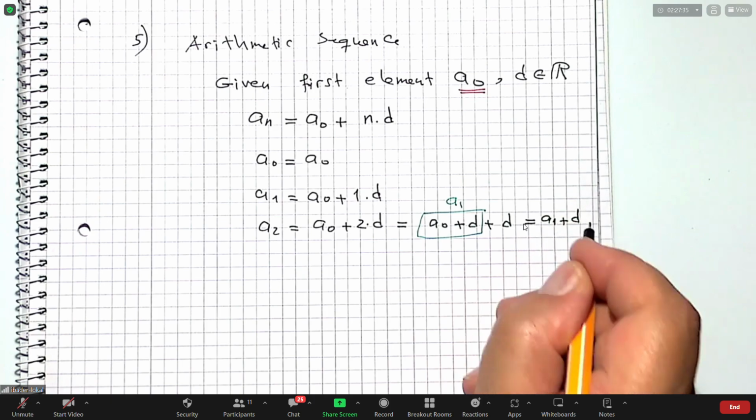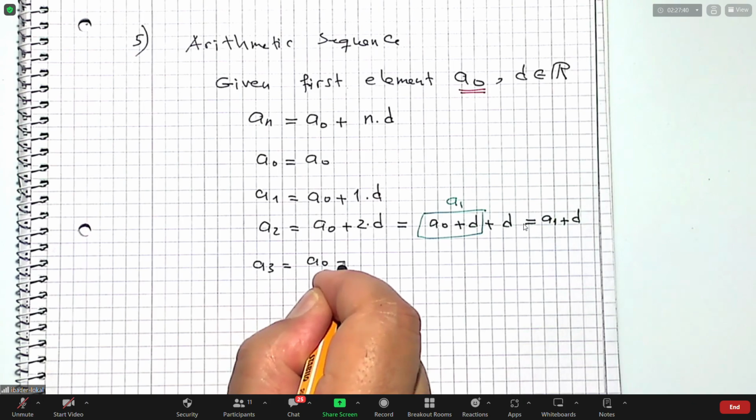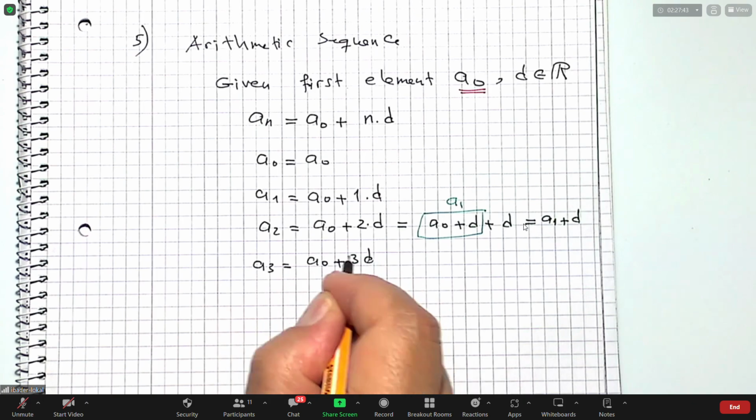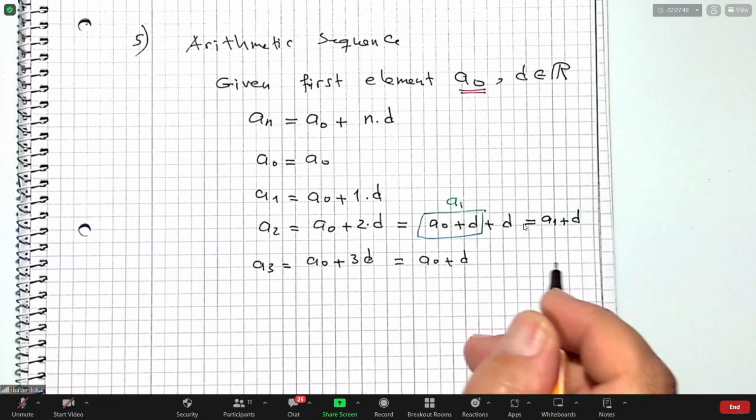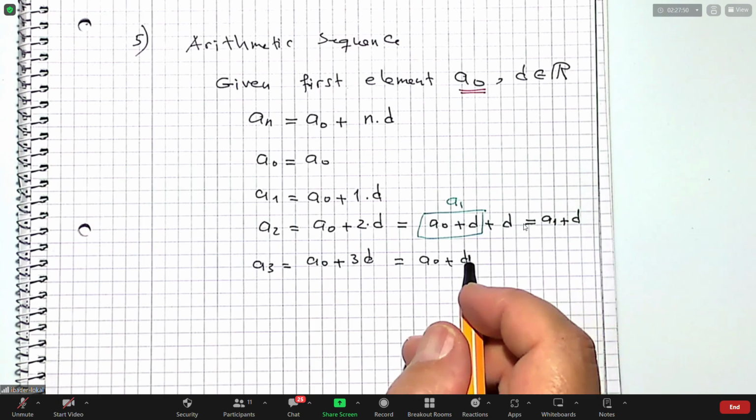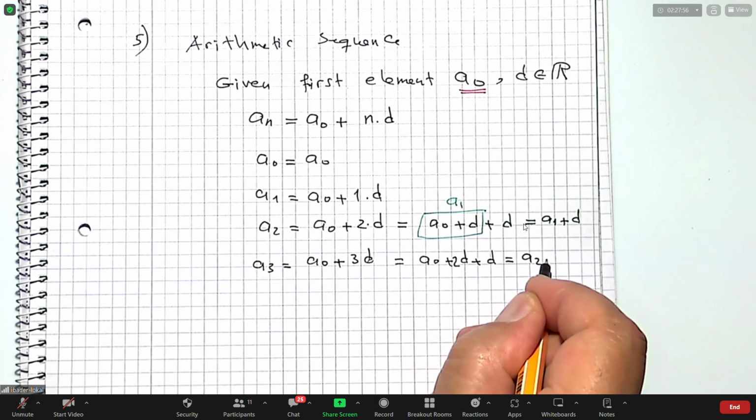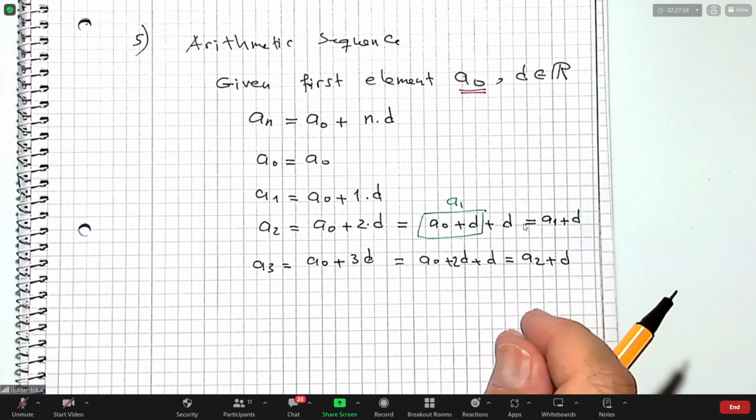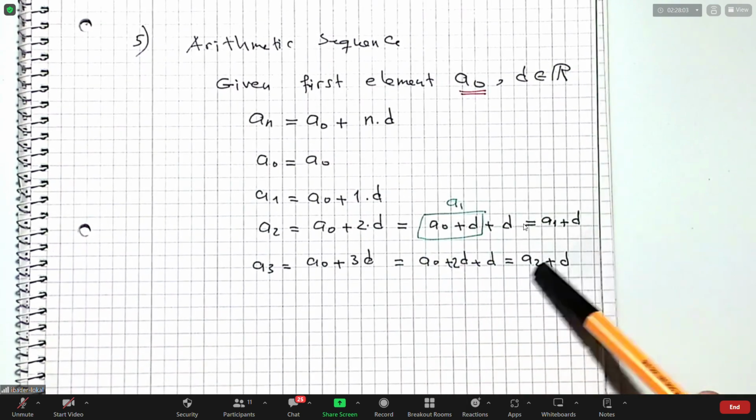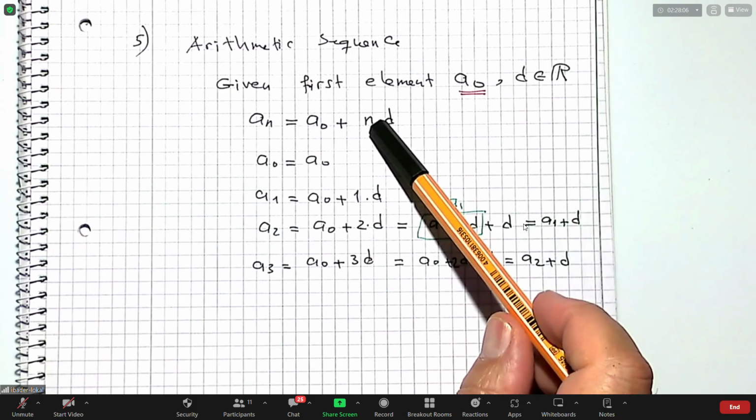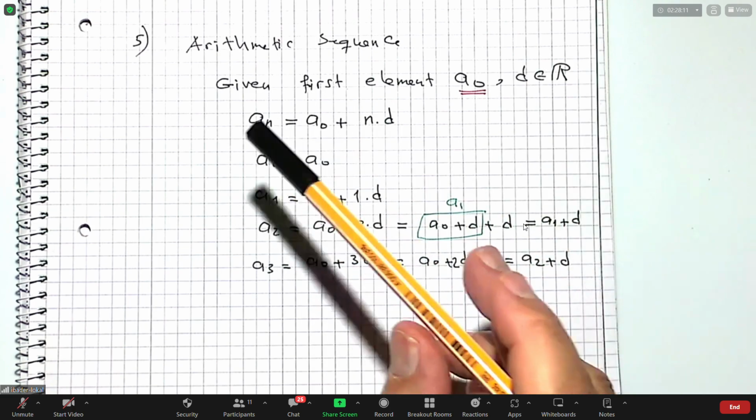So a2 is a1 plus d. a3 equals a0 plus 3d. So this is our fourth element. It's a0 plus 2d plus d, which is a2 plus d. So always in the arithmetic sequence, to the previous element you add this constant. That's why this constant is the result of subtracting the previous term from the next term. Okay?